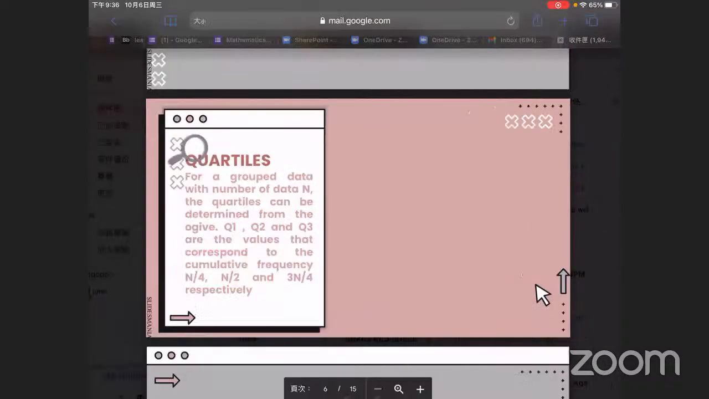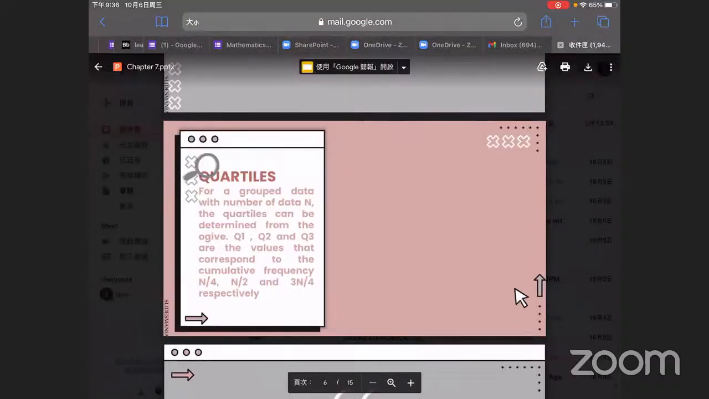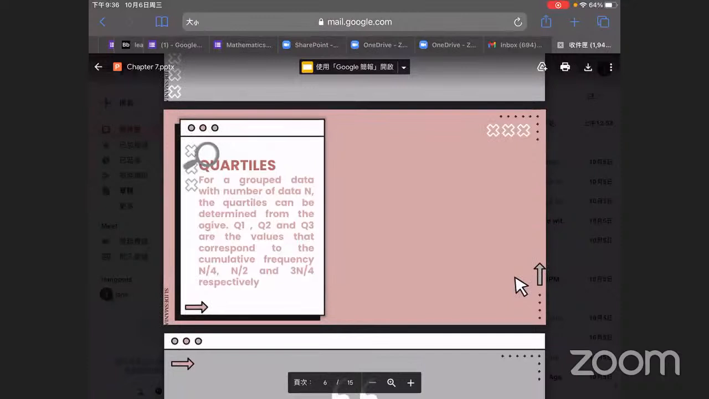Okay, so we proceed to the quartiles. Quartiles for group data with number of data n. The quartiles can be determined from the ogive. Quartile 1, quartile 2, and quartile 3 are the values that correspond to the cumulative frequency n over 4, n over 2, and 3n over 4.